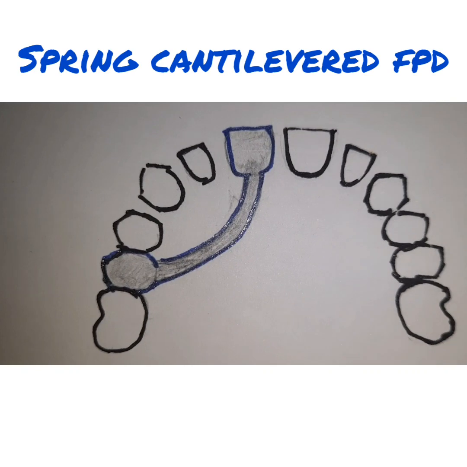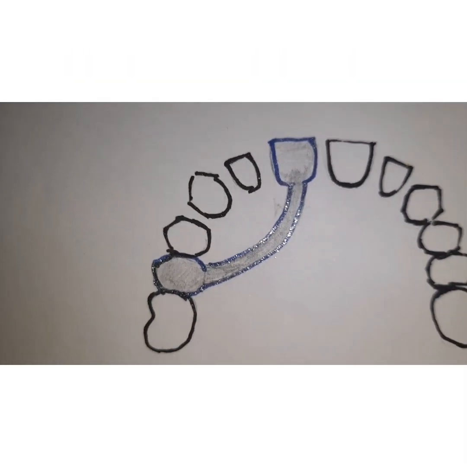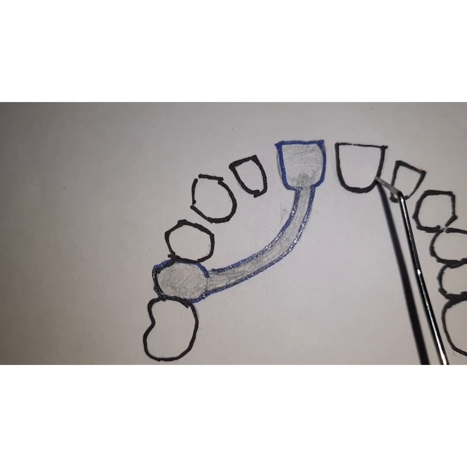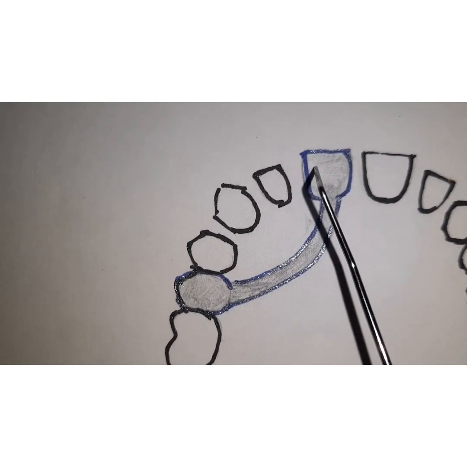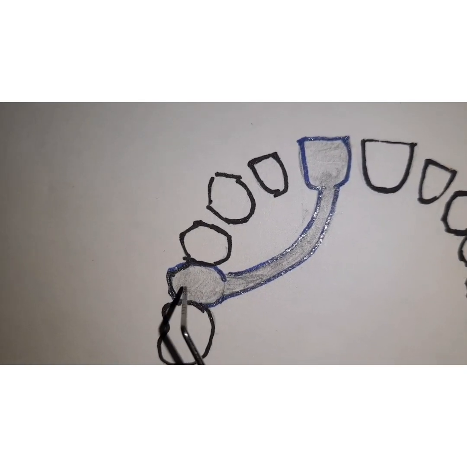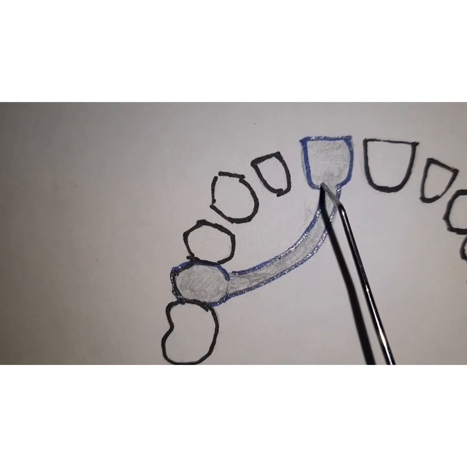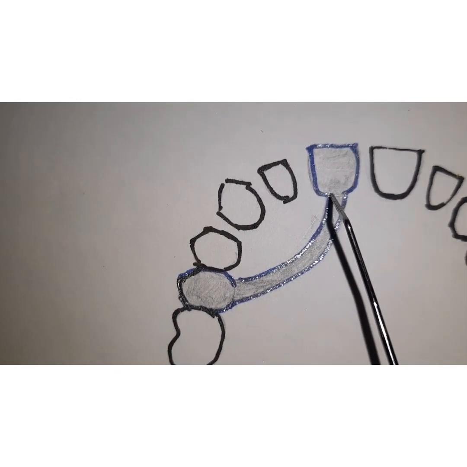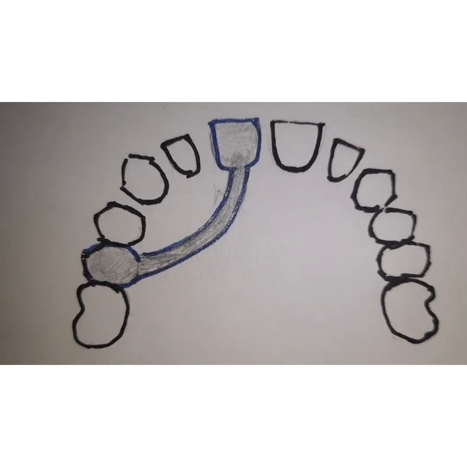Spring cantilever designs are given in those cases wherein you have diastemas in between. Can you see these spaces in between the teeth? So you have a prosthesis which is connected by a spring on the posterior aspect. So you have a tooth here and you are joining and replacing another tooth here in the anterior region. So this type of prosthesis is called the spring cantilever design.